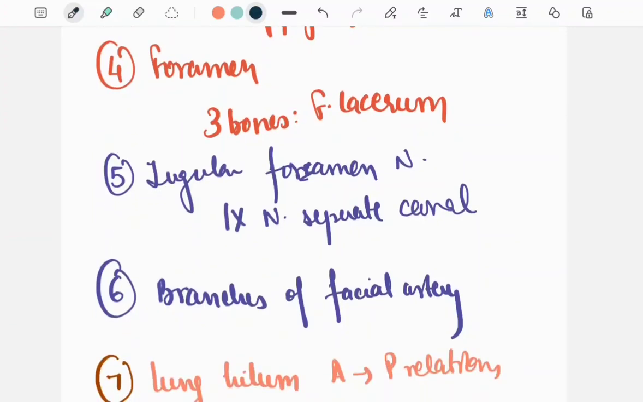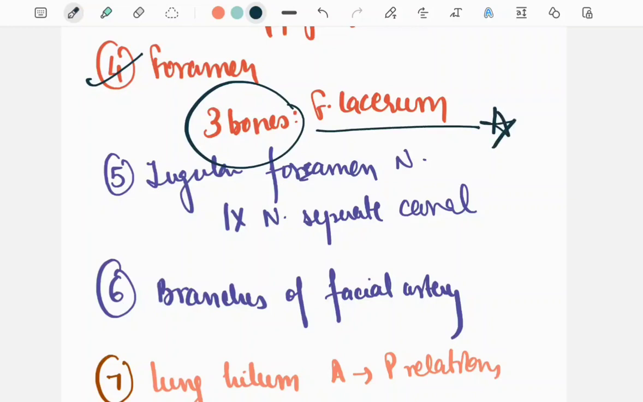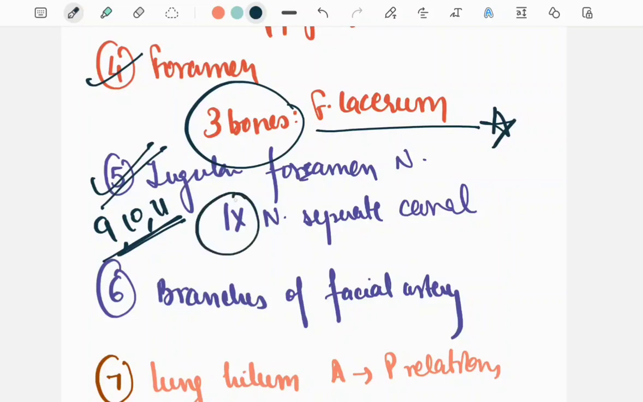Then about foramens, again there was one question like which foramen is surrounded by 3 bones. So answer was foramen lacerum. Then jugular foramen, again a repeat question, but this time they asked which nerve has a separate canal. So you know 9th, 10th, 11th nerve passes from jugular foramen and 9th nerve has a separate canal. If you have seen the diagram of the floor of jugular foramen, you will know the answer.